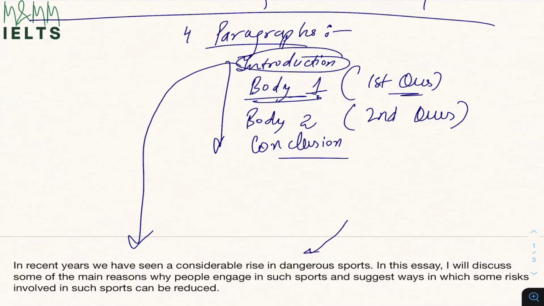In this essay, I'm very straightforward and clear with what I'm going to do, just so that any examiner who's reading my essay has a clear understanding of what that person is going to experience in my particular essay. In this essay, I will discuss some of the main reasons why people engage in such sports and suggest ways in which some risks involved in such sports can be reduced.